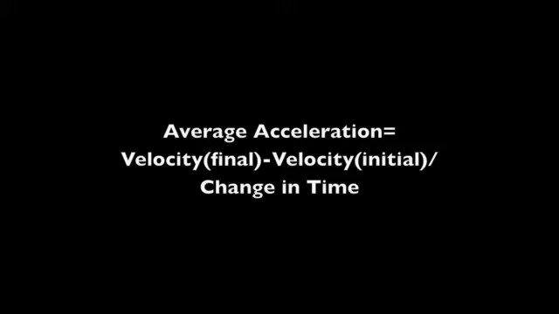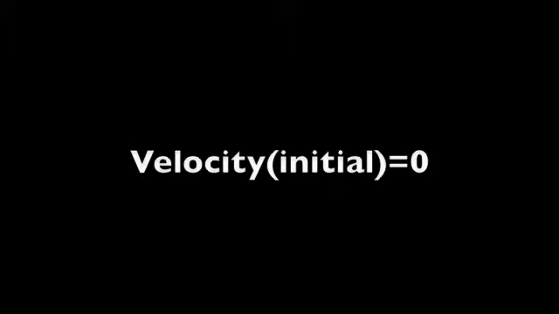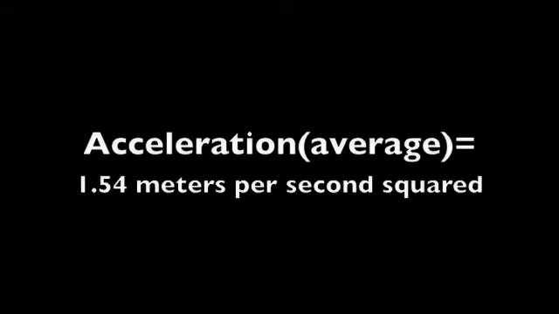Now that we know the velocity of the runner, we can figure out his average acceleration. Average acceleration is equal to the final velocity minus the initial velocity divided by the time. Final velocity was 17.5 meters per second because final velocity is equal to the average velocity multiplied by 2 minus the initial velocity. Initial velocity was 0 because the runner started motionless, thus making the final velocity 17.5 meters per second. Now, average acceleration is equal to the change in velocity divided by the change in time, making the average acceleration 1.54 meters per second squared.